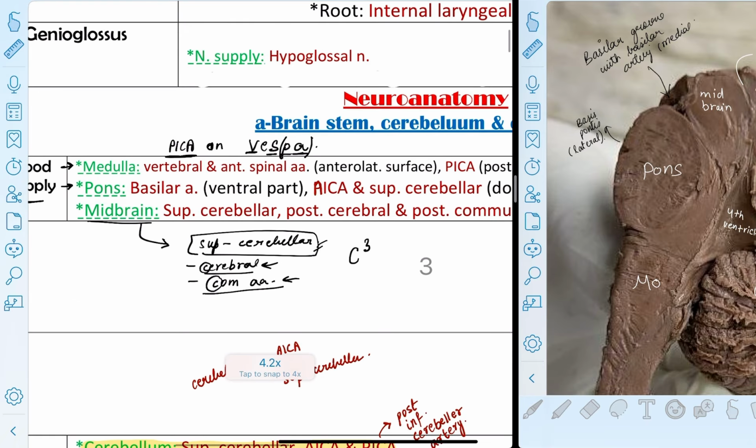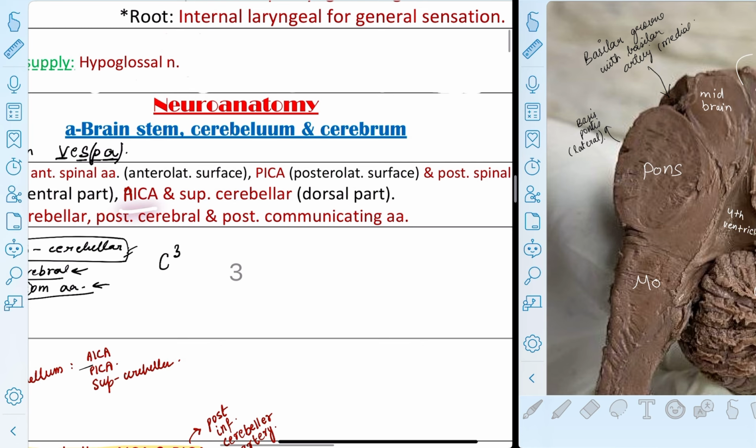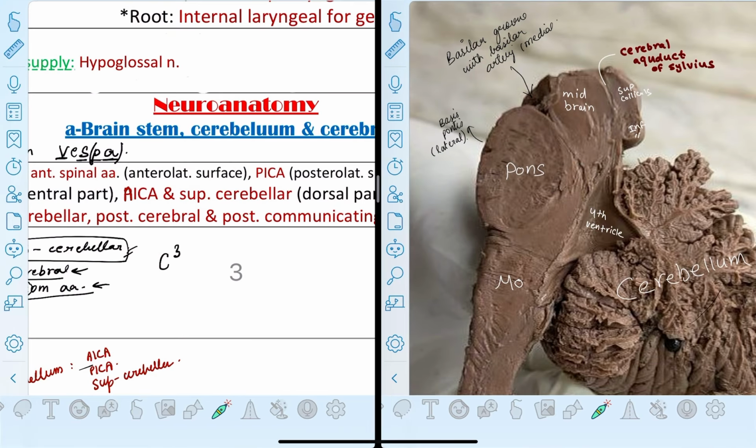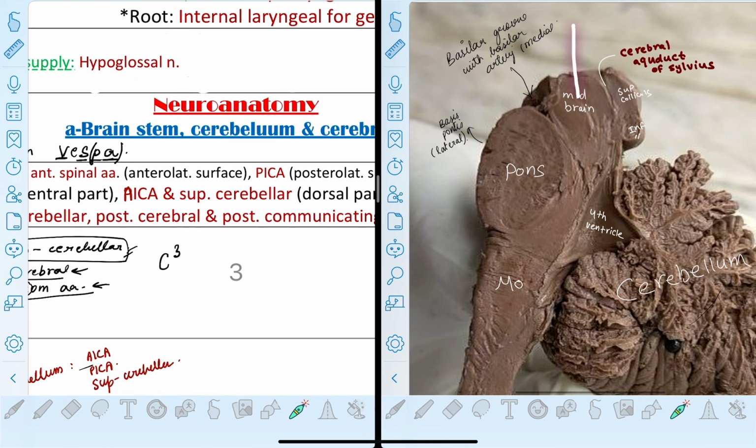Okay, so pons. If they ask about pons, the answer is basilar artery, ICA and superior cerebellar. Now, how can they ask this? Let me tell you again. They're going to put a stick or a toothpick on the midbrain or pons or medulla, or they might just color it or do anything. They can do anything, right?